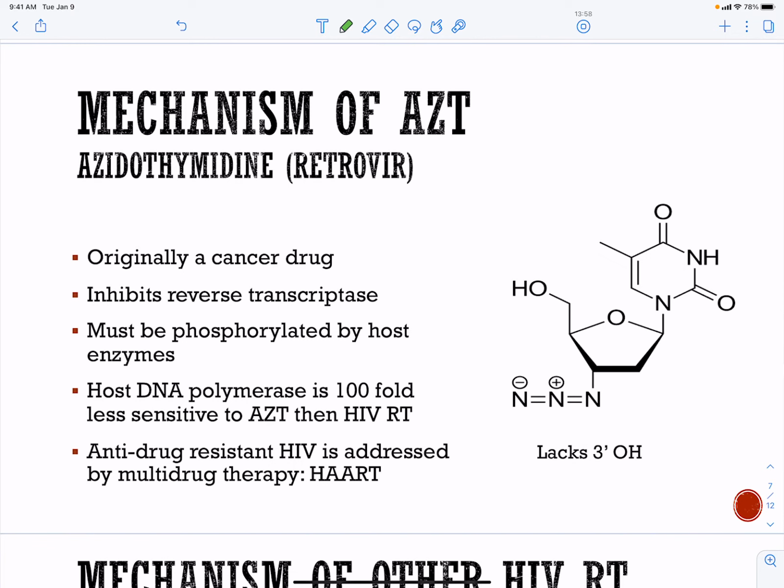AZT is a cancer drug, and this is going to inhibit reverse transcriptase. This must be phosphorylated, and even though it has some affinity for our polymerases, it has much higher affinity to HIV reverse transcriptase. So as long as you dose the patient properly, it's going to have minimal effect on host DNA polymerases and have a maximal effect on the HIV reverse transcriptase.